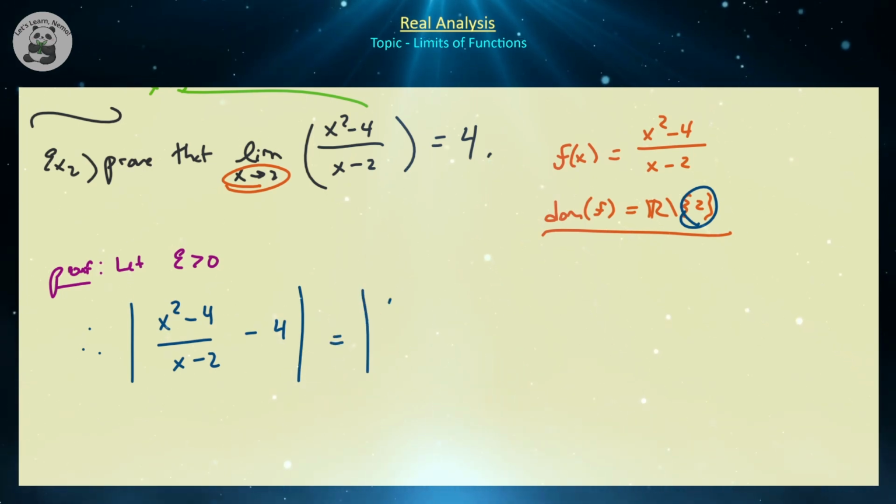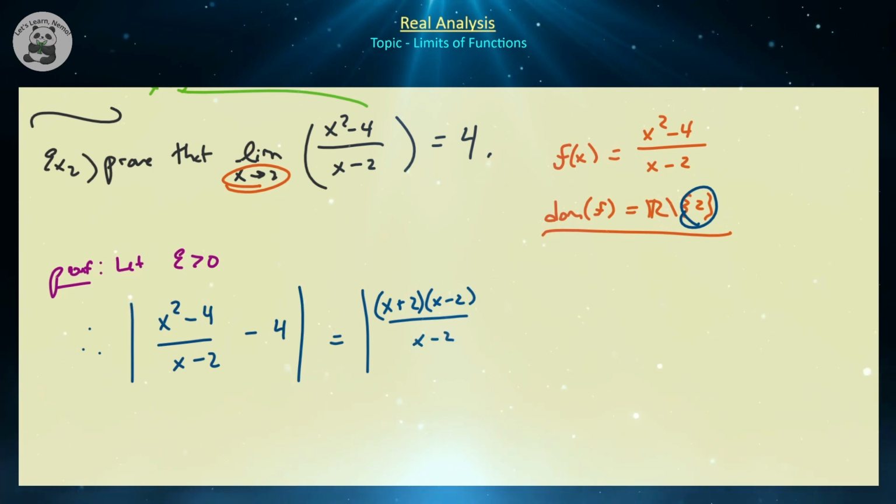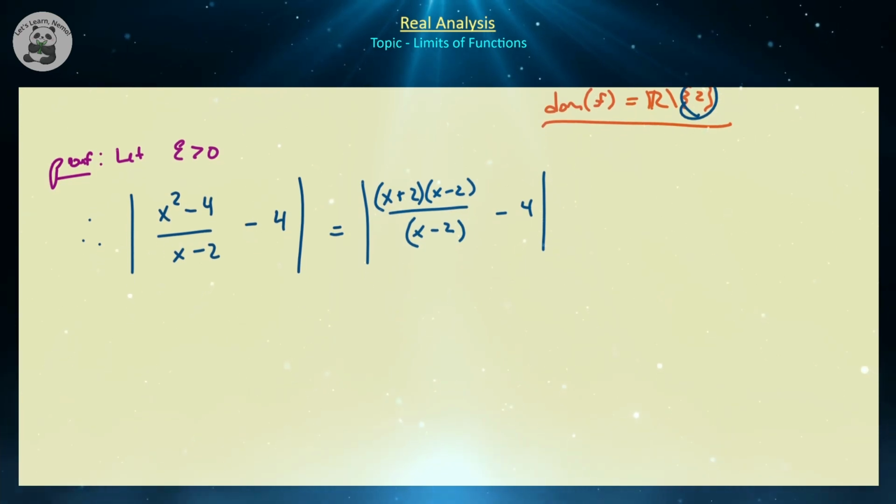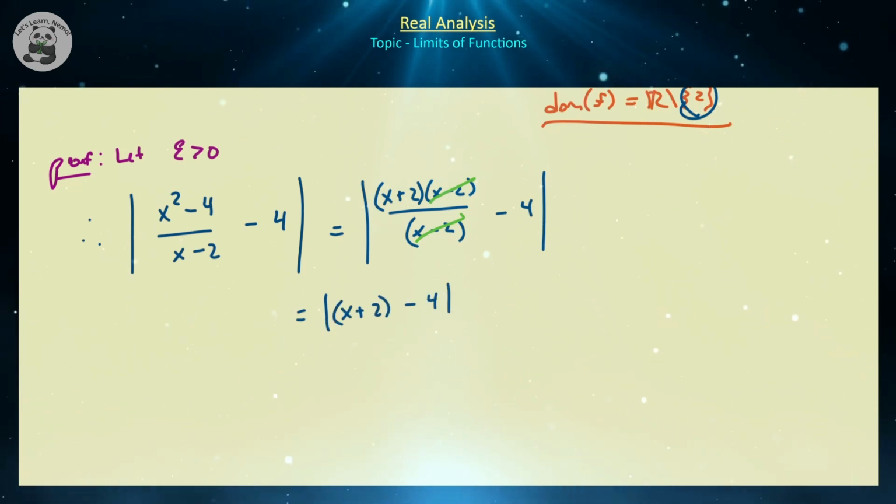In particular, we can factor that numerator into (x plus 2)(x minus 2) divided by (x minus 2), and since x minus 2 is never equal to 0, we do not have a division by 0 case, so we can cancel these out without having to worry about anything. So we're just going to be left with the absolute value of x plus 2 minus 4, which we know to be equal to the absolute value of x minus 2.